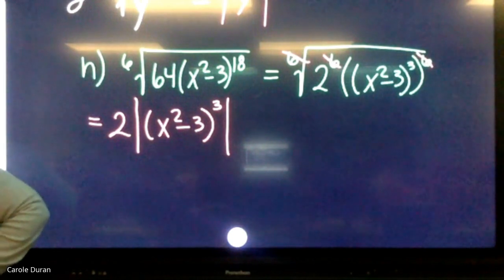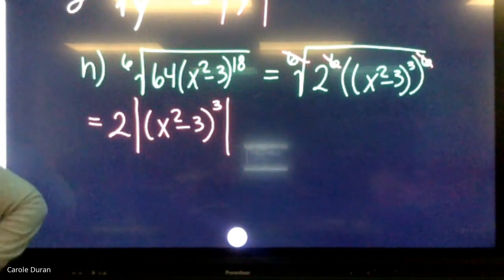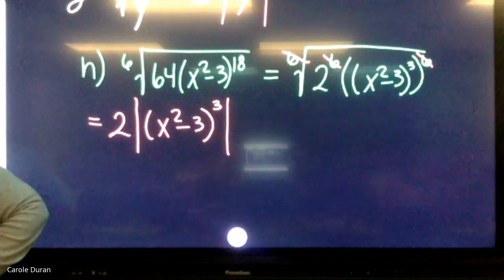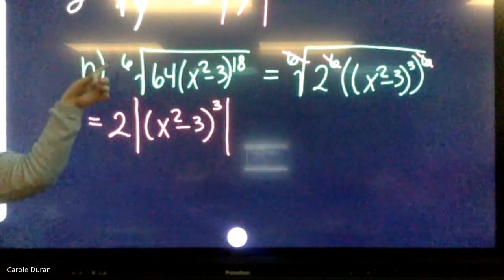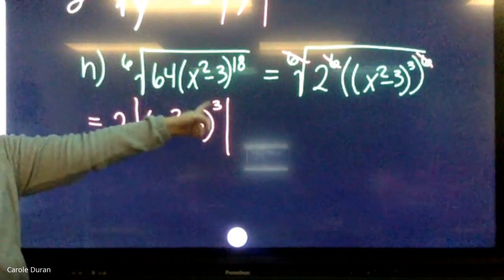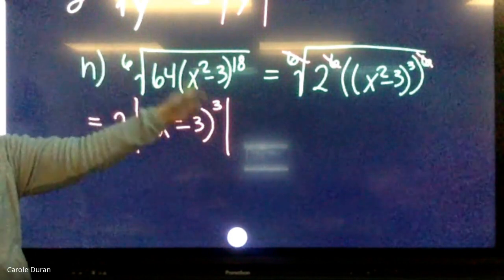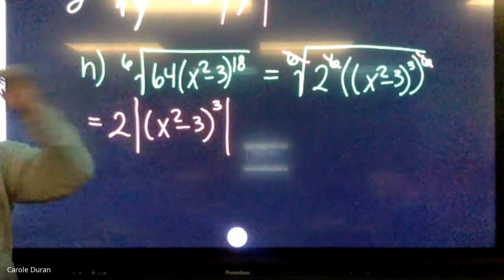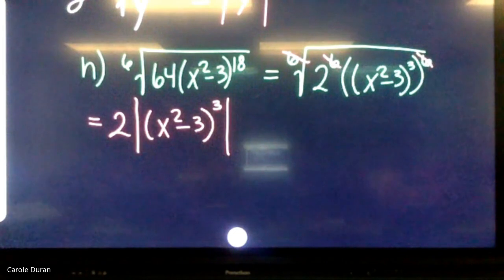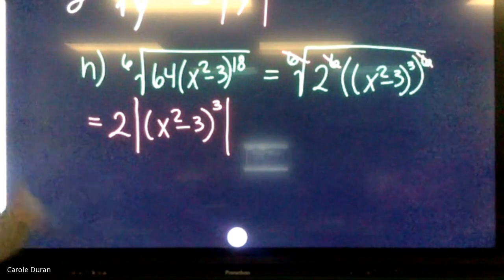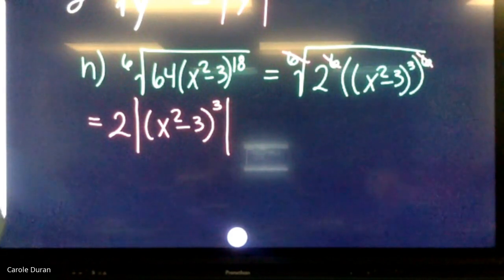I only have room for one. So I had to use that because I had an even root left with an odd exponent. 6 was even, 3 was odd. Okay, that's why I had to use that. Are we kind of okay with that? That is seriously like the hardest part here. I think we only need one more. I just needed it to be positive. That was my only requirement.